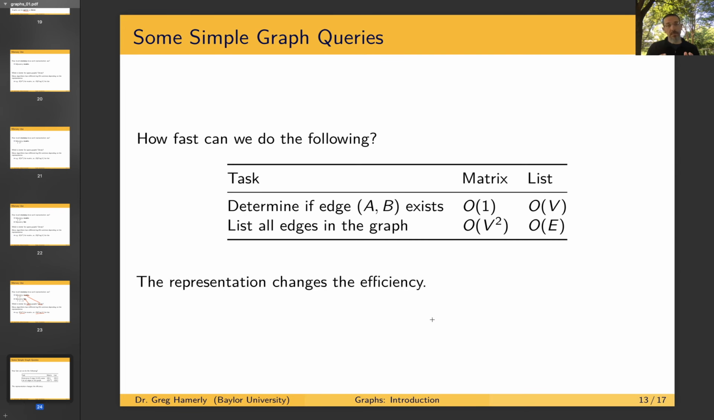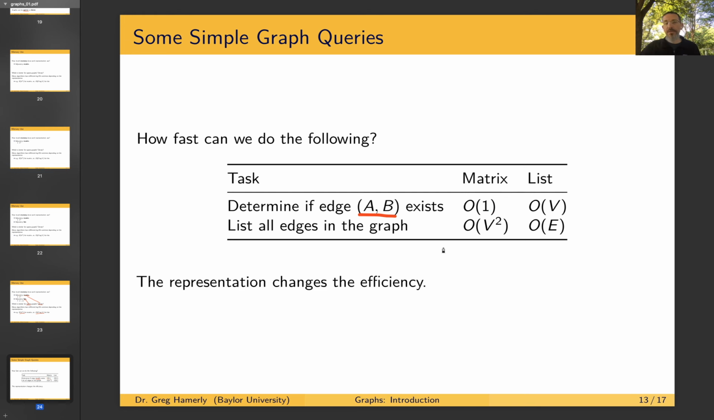So let's think about some very simple queries and how much time they would take with these two different representations. How fast can we do the following? Well, the answers are already here, but let's talk about them. The first question is, how quickly could you determine if an edge exists between A and B? In other words, is there an edge directly connecting nodes A and B? For a matrix representation, the cost is order 1 because you go to row A, column B, and your answer is right there.